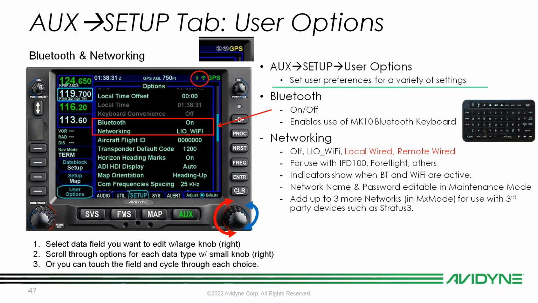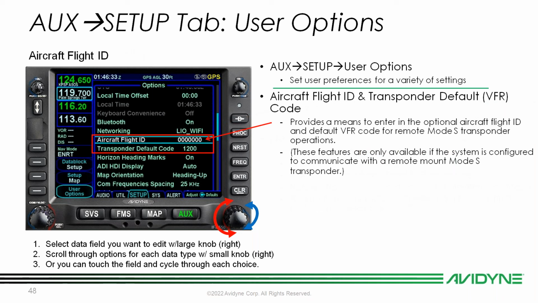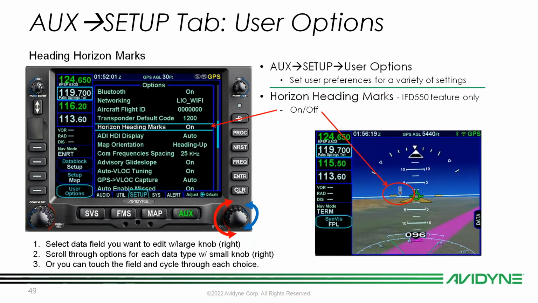So how we can get to that, of course, is big knob, little knob, touchscreen, and we can change those all in user options. Aircraft flight ID. That's going to give you a way to enter the flight ID and the default VFR code for your remote Mode S transponders. If your system's configured to talk to a remote transponder, then that's going to become available. That's what the aircraft flight ID is for. So if you do have a remote transponder, obviously it's pretty important to keep that matching, right? We want it to be correct.